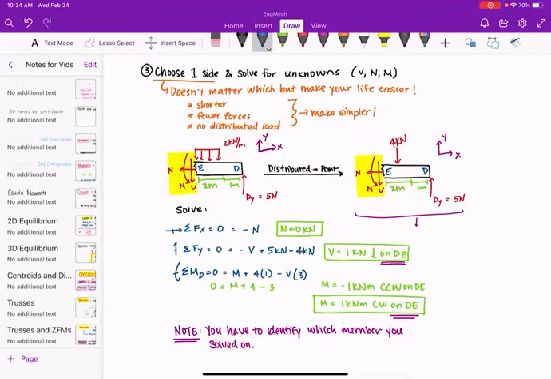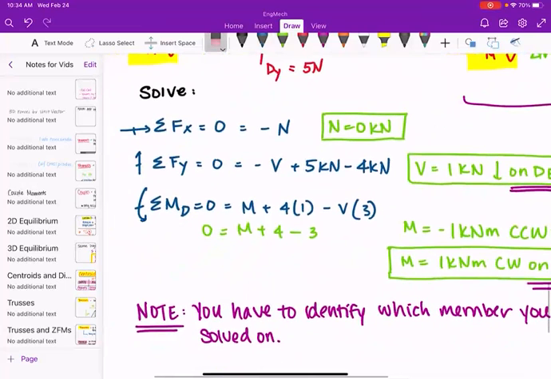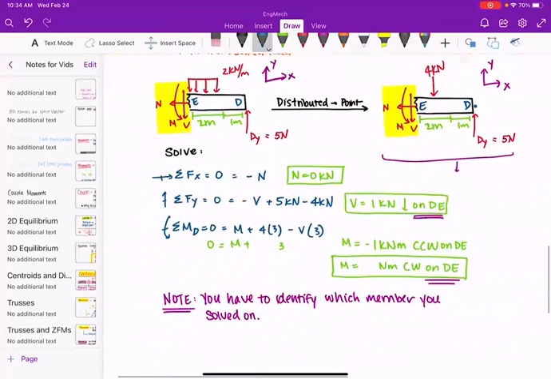or DE, doesn't matter. The moment equation, I want to take it about the point that is not my cut, right? Because I don't want to cancel out that one moment there. So by taking it about the other point, I can include the moment in the equation. So 0 equals this 4 kilonewtons, and this is supposed to be a 3. I might have goofed on this math. I definitely goofed on this math. So this is 3 meters, because it's 3 meters from point D. And then that would be 12.